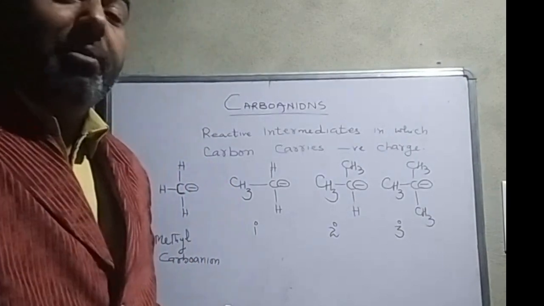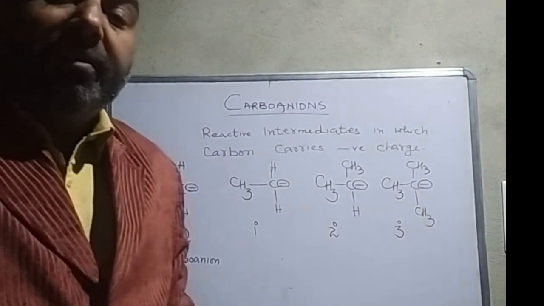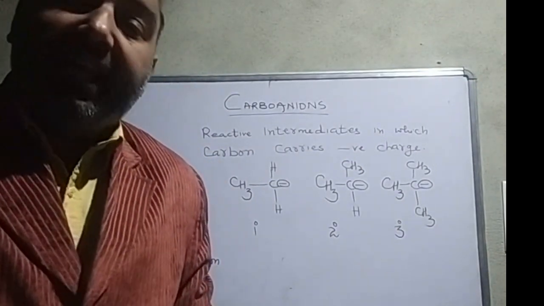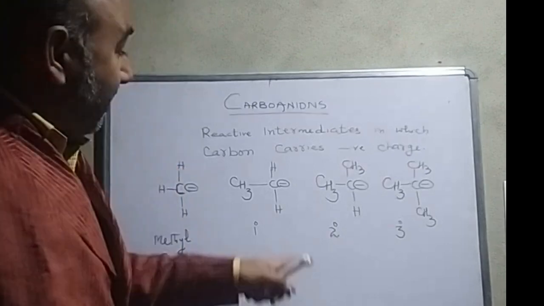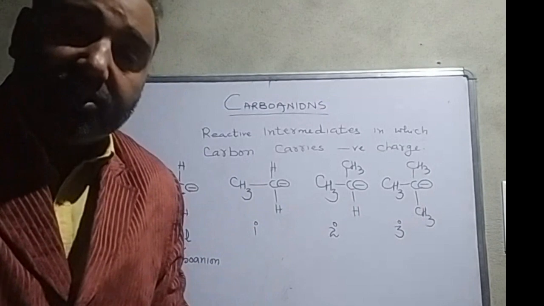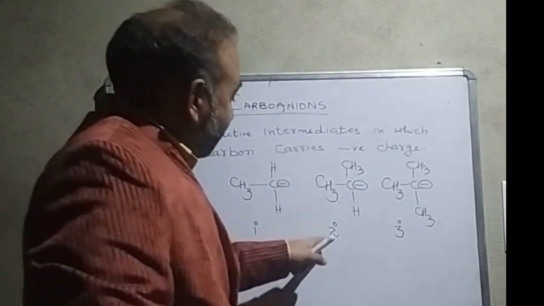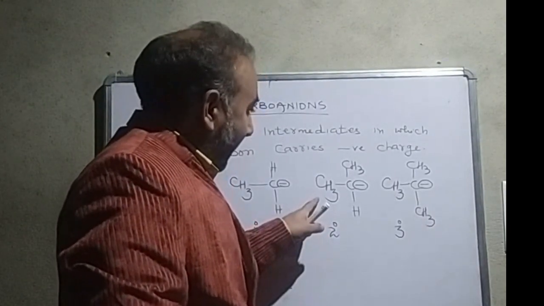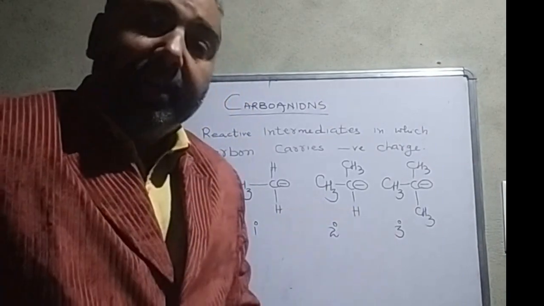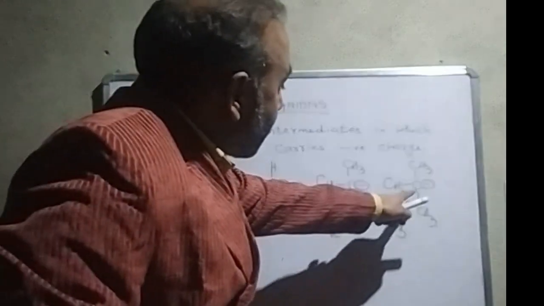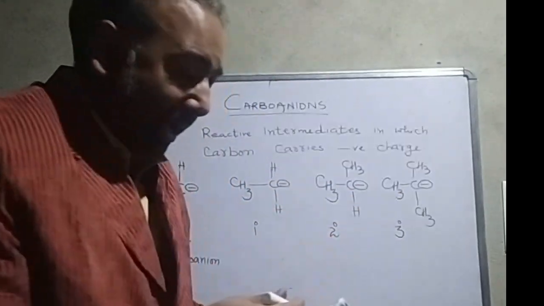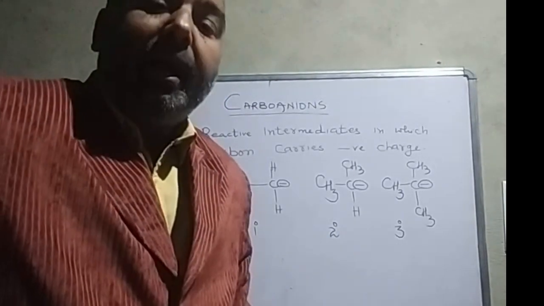And what is primary carbon? Carbon which has only one adjacent carbon directly attached to it. That primary carbon, that 1 degree carbon carries negative charge. Then 2 degree carboanion and 3 degree carboanion respectively, or it is called tertiary, and this one is called secondary carboanions. So these are carboanions.